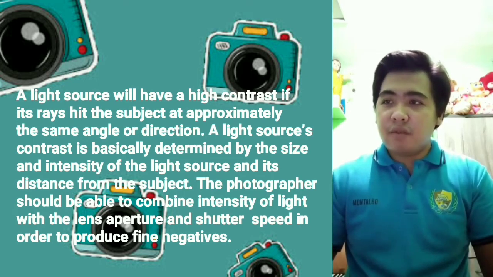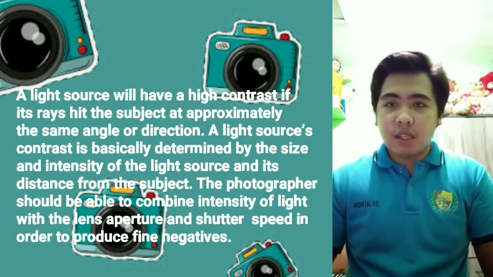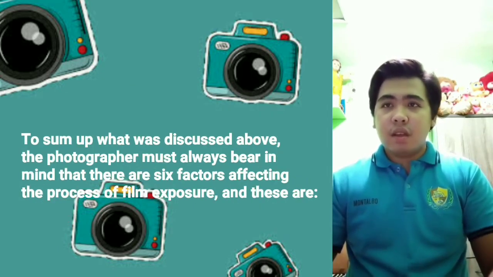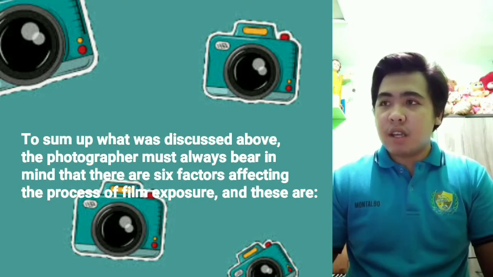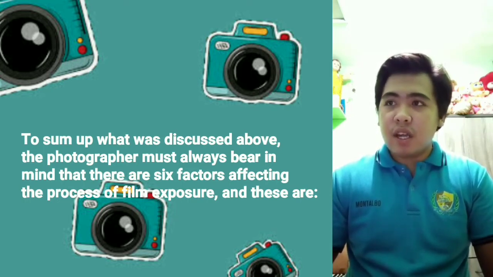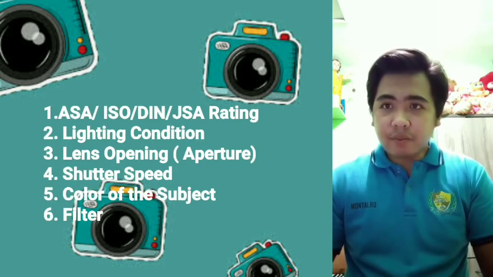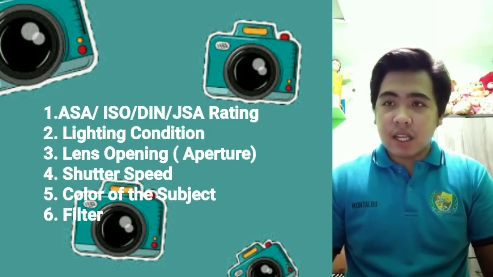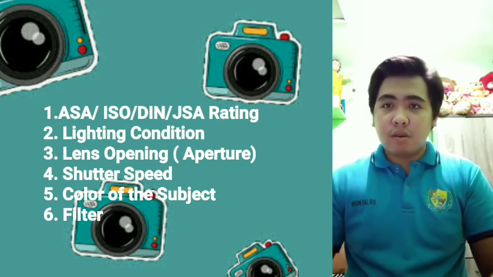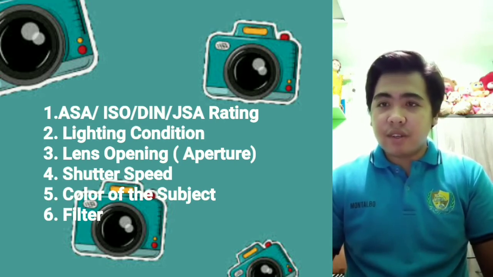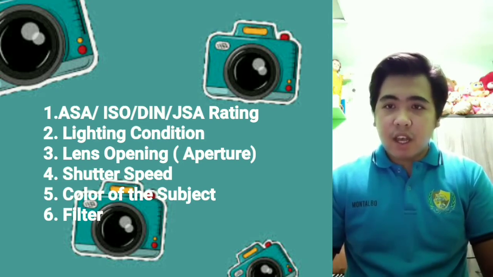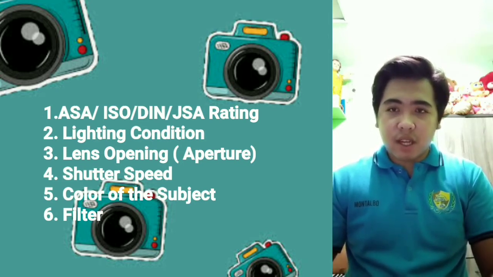The photographer should be able to combine intensity of light with the lens aperture and shutter speed in order to produce fine negatives. To sum up what was discussed above, the photographer must always bear in mind that there are 6 factors affecting the process of film exposure, and these are: 1. ASA, ISO, DIN, and JSA rating, 2. lighting condition, 3. lens opening or aperture, 4. shutter speed, 5. color of the subject, and 6. filter.